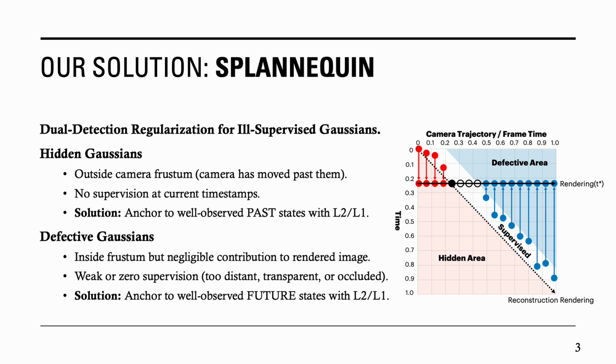We identify and correct two distinct types of ill-supervised Gaussian primitives. The first kind is hidden Gaussians. They sit outside the camera's view because the camera has moved past them. Since they are no longer visible, they don't get proper supervision. To fix this, we anchor each hidden Gaussian to its earlier well-observed state using L2 and L1 marks. The second kind is defective Gaussians. They stay inside the camera's view but barely affect the rendered image. These also don't have good supervision. For them, we anchor each one to its better observed future state.